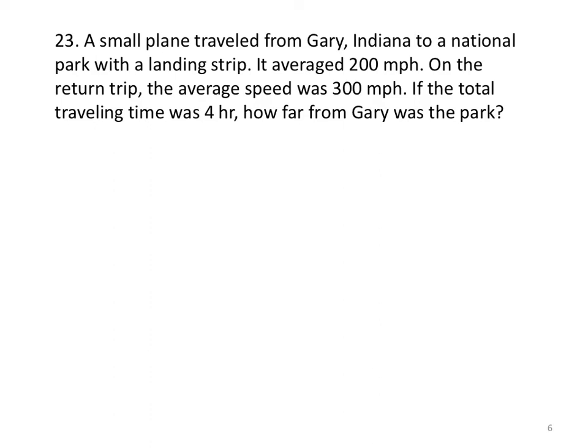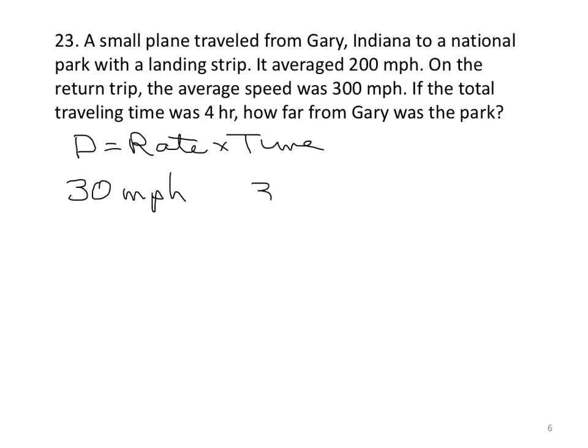So we need to remember the formula: distance equals rate times time. And if you have trouble remembering that, think about it this way. If your car goes 30 miles per hour on a certain street, that means it's going 30 miles for every hour.